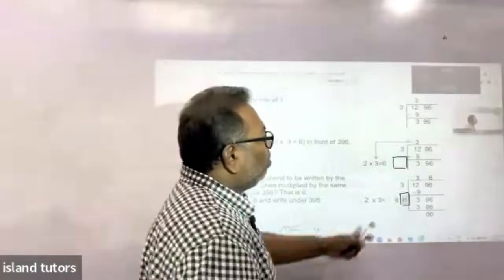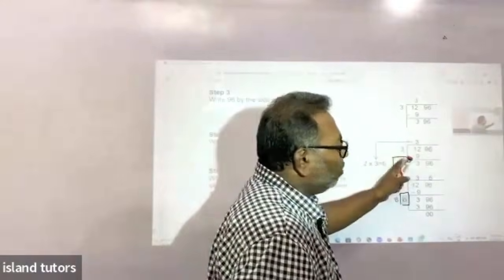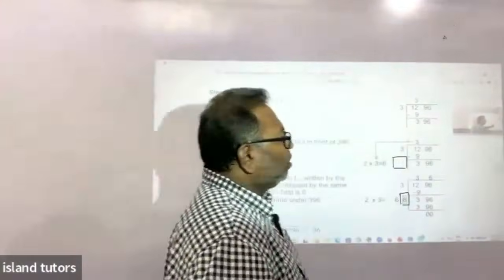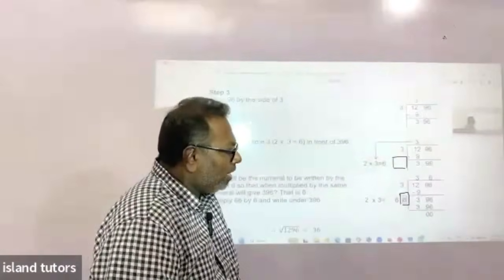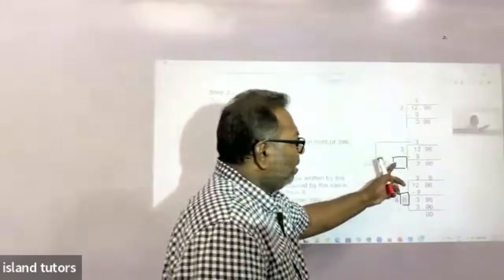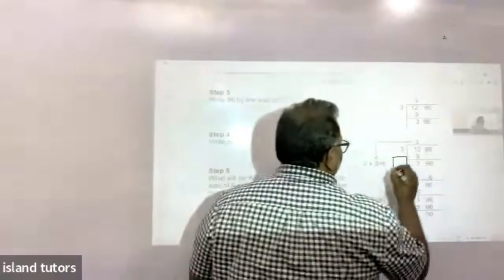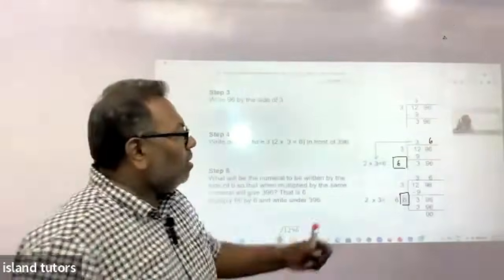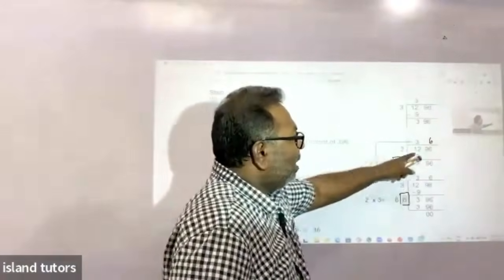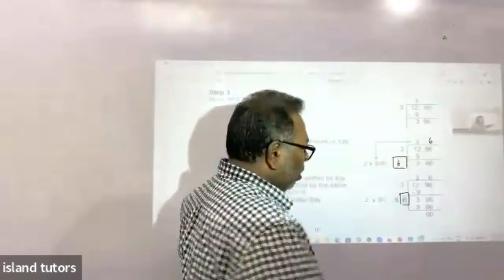So what value can you put here which is going to be equal to 396 or less? You can see if I put a 6 here, then I have to put a 6 here also. So this is through calculation.